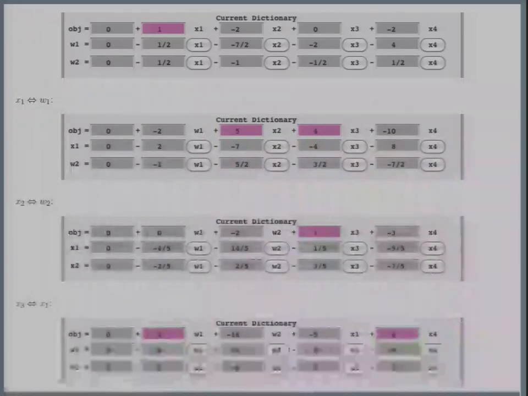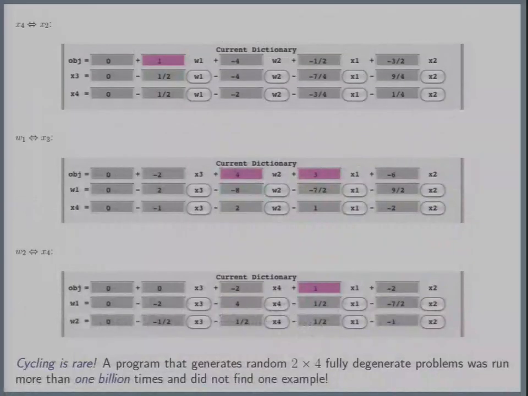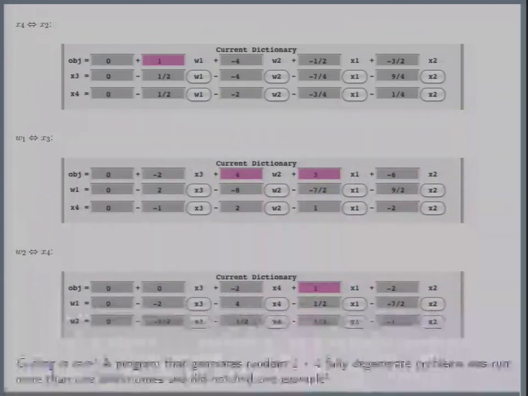comes before x2, so it's x1 and x3 swap, and anyway, you go through, and you just follow this rule rigorously, and you get to here where w1 and w2 are back on the left, and x1, x2, x3, and x4 are back on the right. You're back to the original dictionary. The columns have been swapped around a little bit, but that doesn't matter. It's the same dictionary. And so we're back to where we started, and we've cycled.